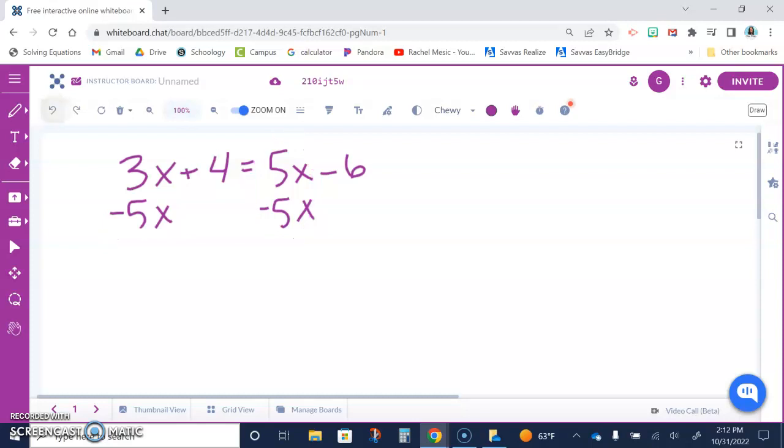And if at all possible, we don't really want to have negatives. Positive numbers are so much easier to work with. So our best option is to subtract the 3x's from both sides.